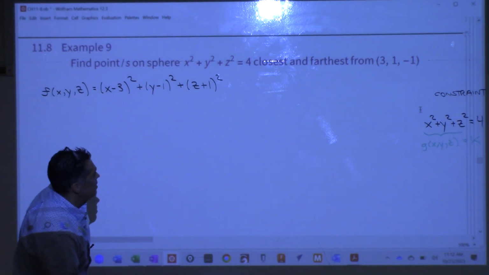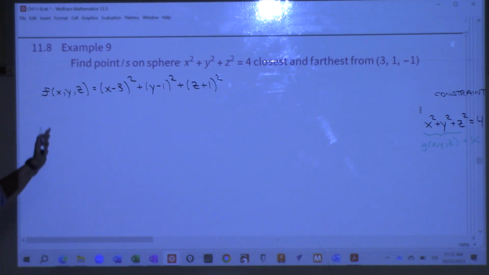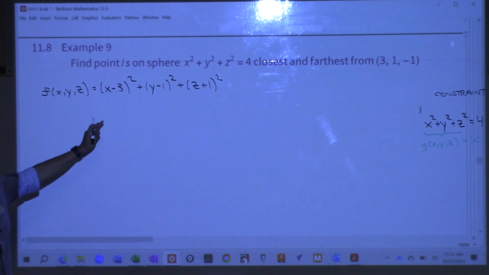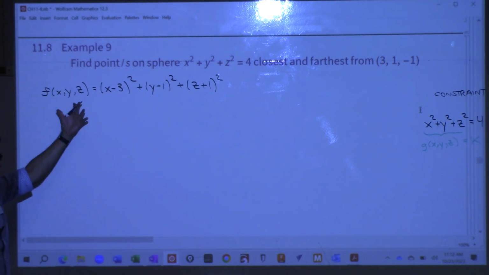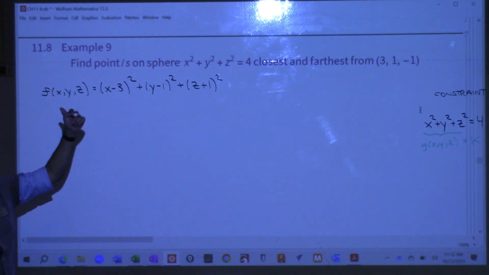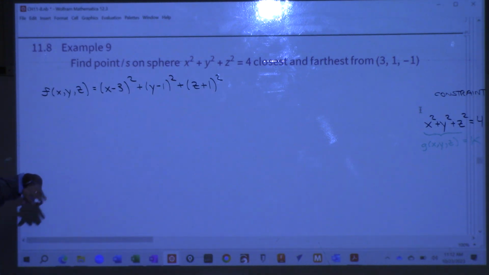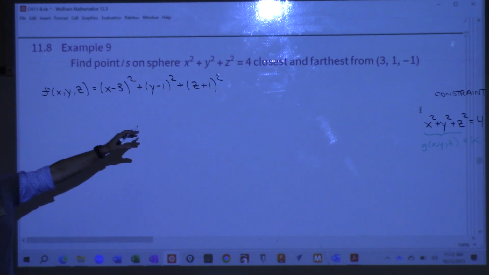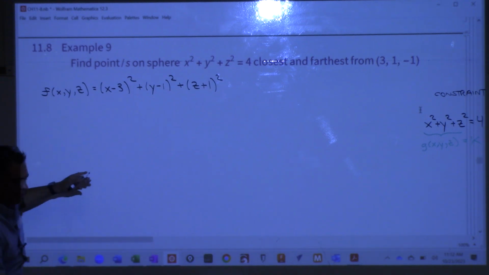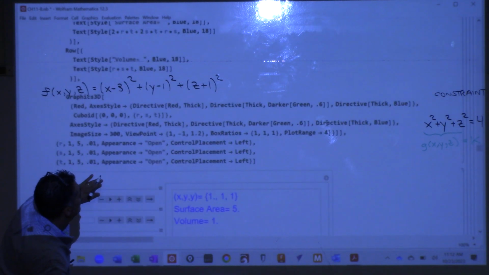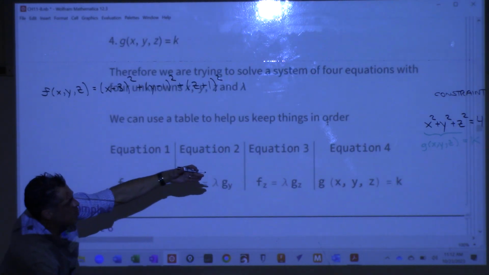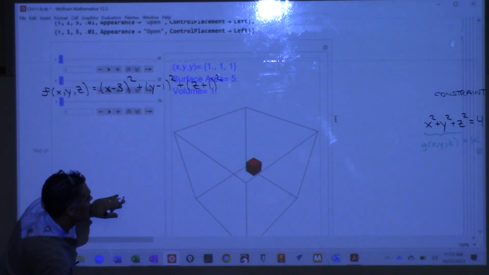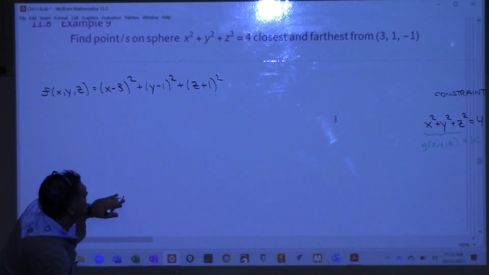4. It's going to be partial of f with respect to x equals lambda times partial of g with respect to x. Then partial of f with respect to y equals lambda times partial of g with respect to y. And then partial of f with respect to z equals lambda times partial of g with respect to z. It's all in the notes, right? I can scroll up and you'll see the formula. Right there. Those 4 equations we have to set up. So let's go ahead and set them up.